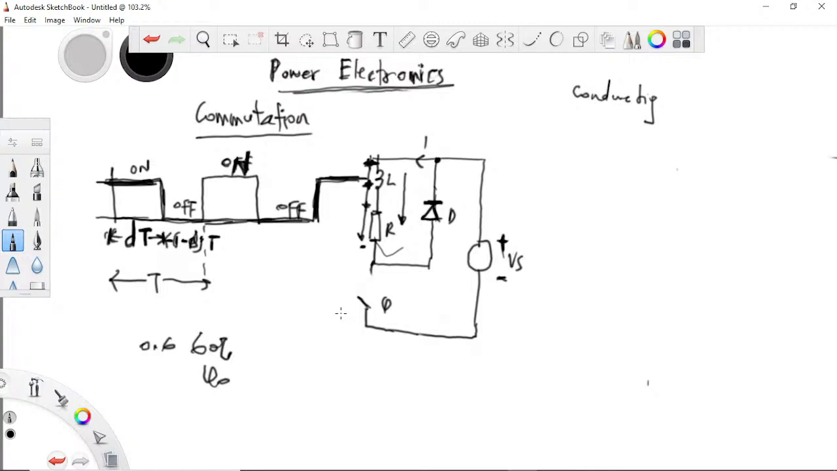Commutation: the current has changed over to the elements, right? The process by which this current flows through the RL and diode, driven by current from the inductor, is something we call freewheeling. Freewheeling is current flowing through the inductor, resistance, and diode, driven by the inductor. That makes this diode what we call the freewheeling diode. Without that diode, there wouldn't have been any path for the inductor to supply current through, because it would have been open circuited. So it's called the freewheeling diode.